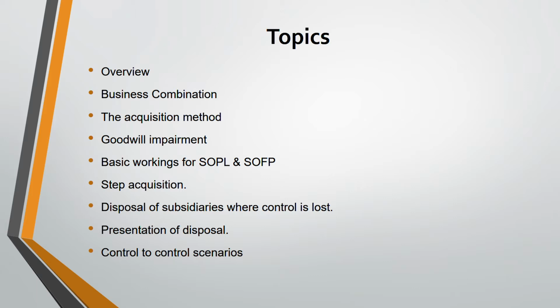Then we are moving towards some basic workings. These are the workings that you need to do for your SBR exam relating to your statement of profit and loss and statement of financial position. Step acquisition, when you have acquired in stages, not in one go. Disposal of subsidiaries where control is lost. Presentation of disposal: when you're disposing, how do you present it in your statement of financial position and statement of profit and loss? Control to control scenarios, that means whether you buy or sell a subsidiary in stages, where control is not lost, it is retained.